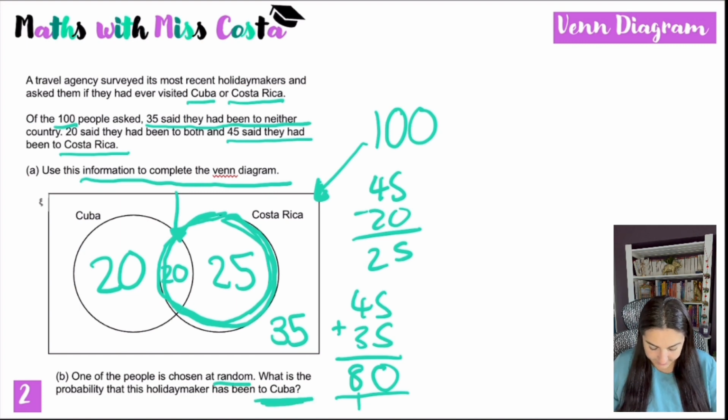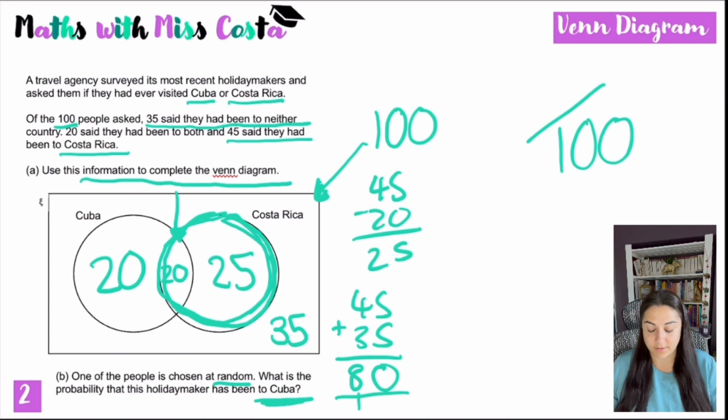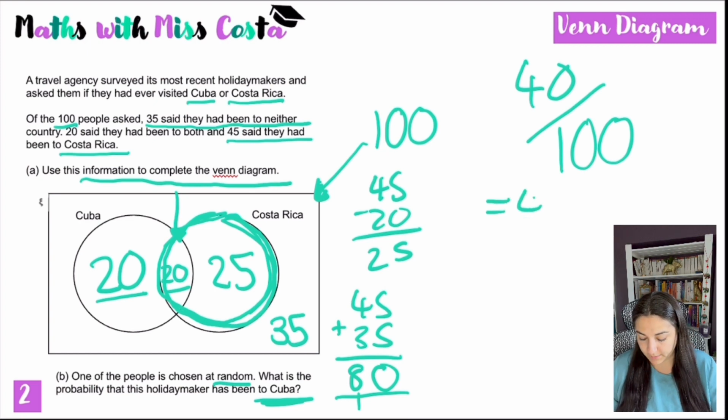Now, one of the people is chosen at random. What is the probability that this holiday maker has been to Cuba? So out of my total, it's going to be out of 100 because that's how many people have been asked. And I know that 20 plus 20, 40 people have been to Cuba. So that would be my probability.